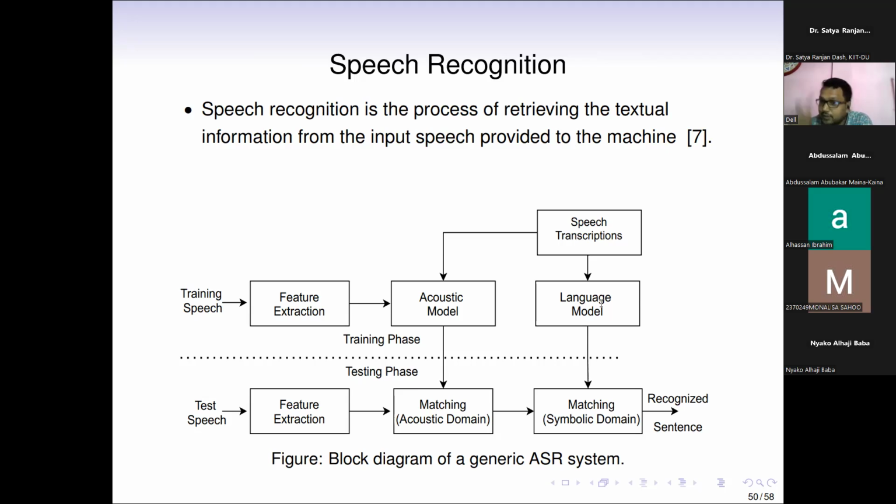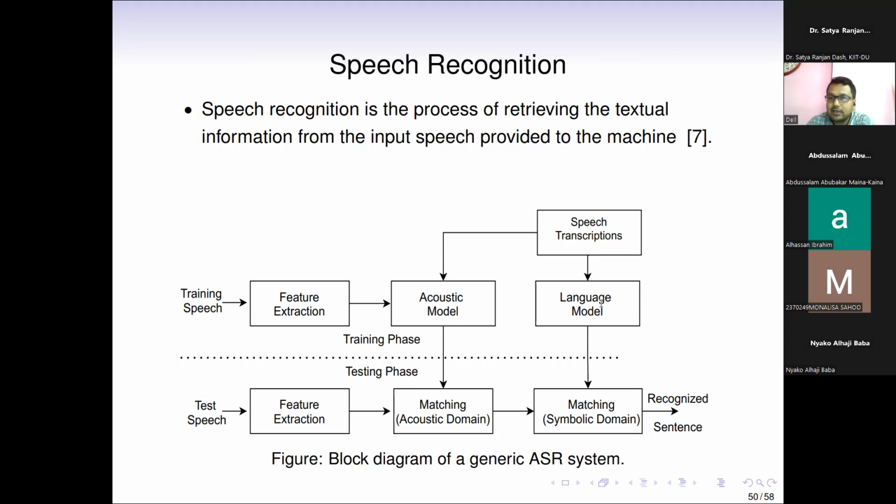And in the matching domain, there are two types of domain. In the testing case also, suppose some speech frames are coming, say X1, X2, X3, X4. Now, in the matching domain, the symbolic domain, we find the probability of whether after this particular frame it will be X1 or X2 or X3 or X4. Based on that probability, we assign the phoneme next to the first frame. Similarly, the process goes on and we get the recognized sentence as output.